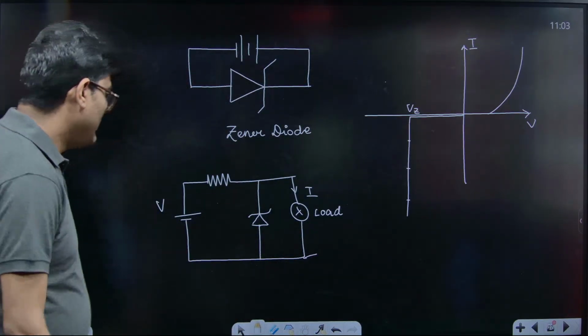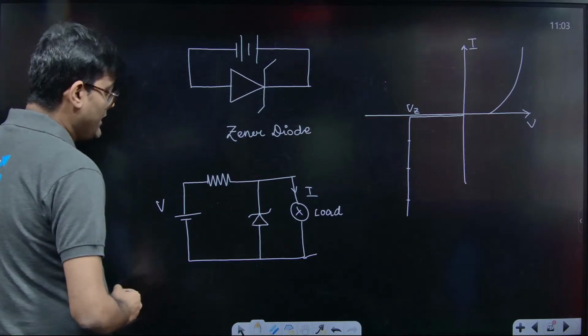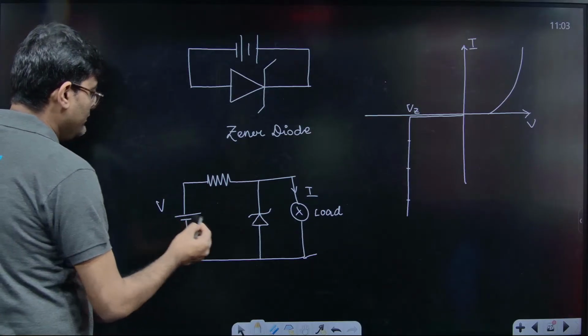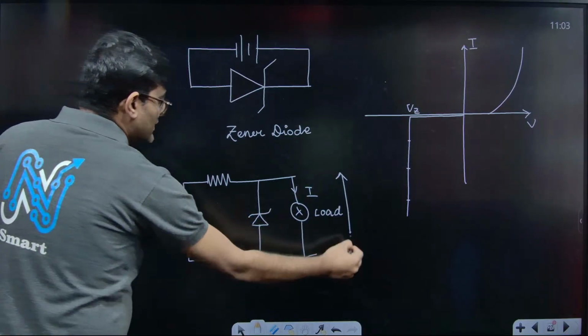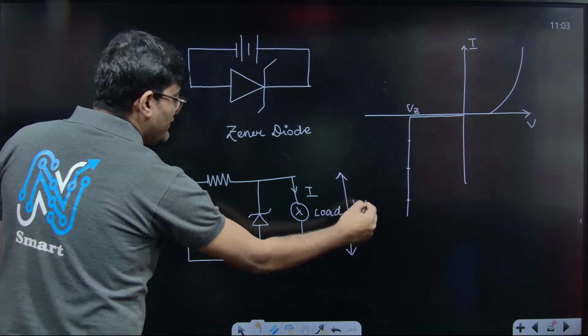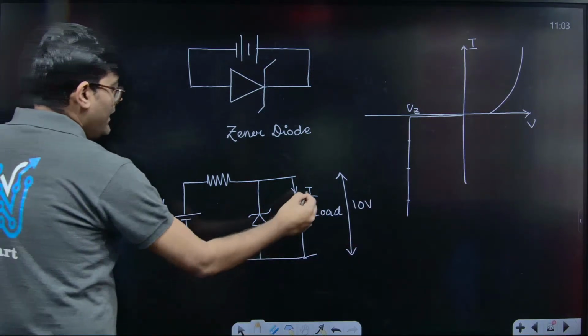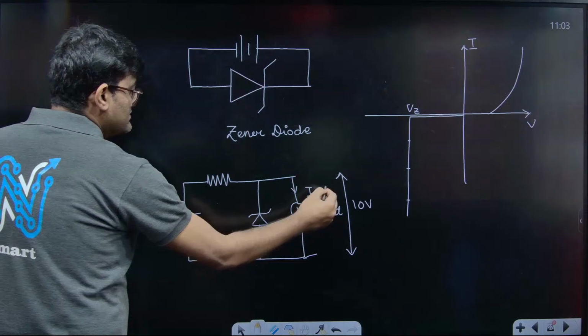So for example, suppose this load voltage is 10 volt, right, and the load current is, suppose, 1 ampere.